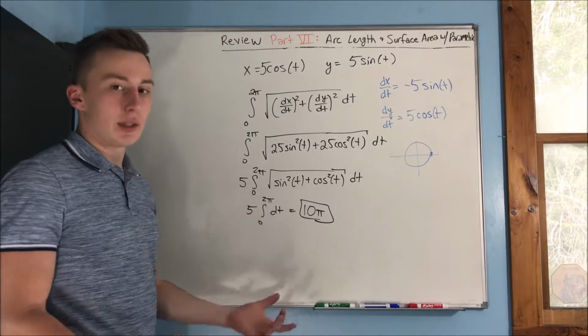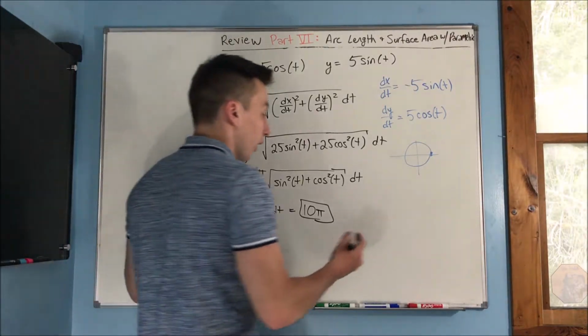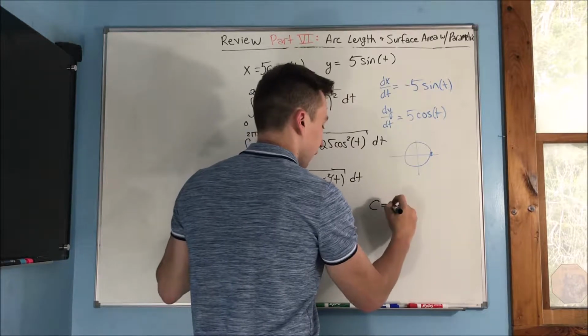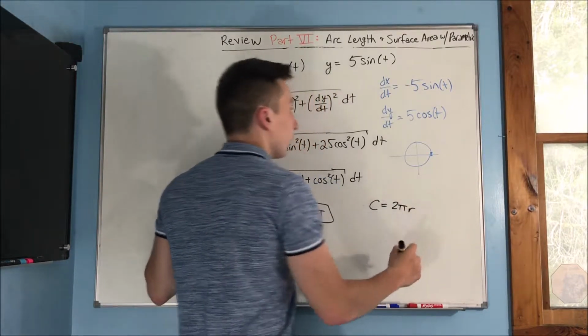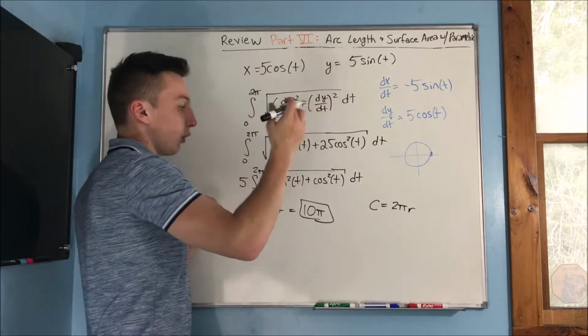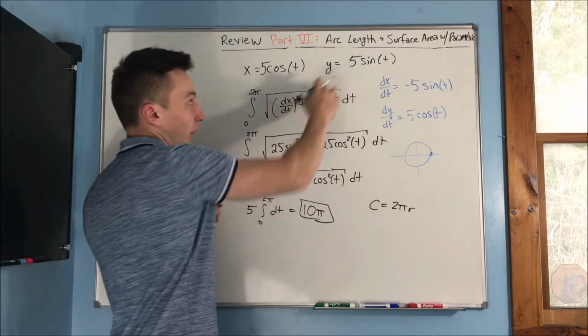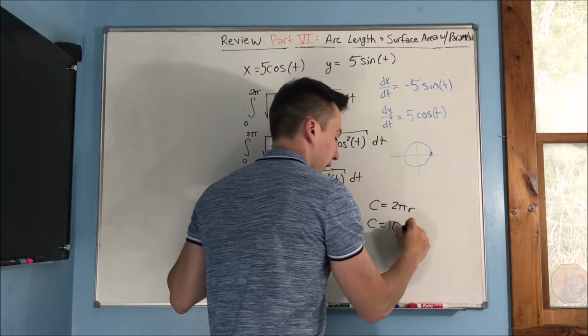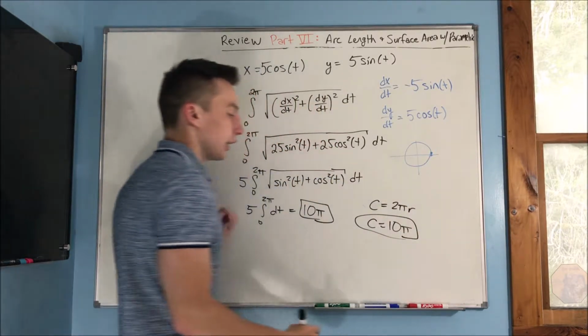For this problem, it's really nice. We can actually check our work here. Because we know the arc length is the circumference, and that's 2 pi r. We have a circle that has a radius of 5, right? That's the 5s here. Okay, and that will give us 10 pi for our circumference. So you can kind of check it there.